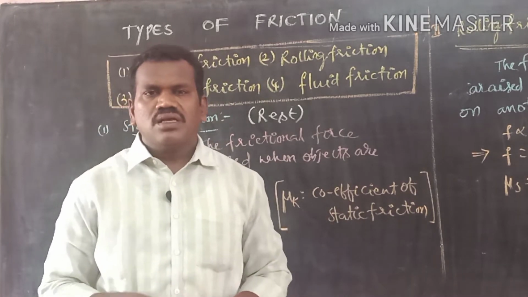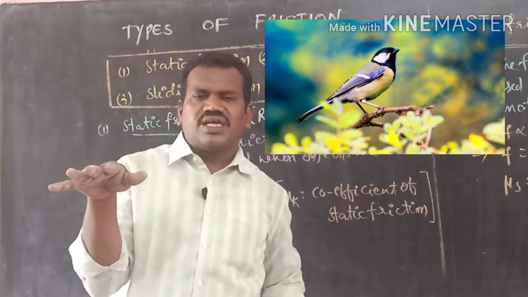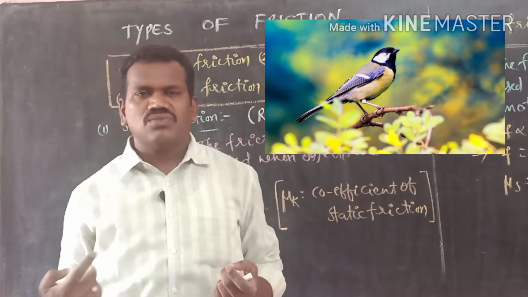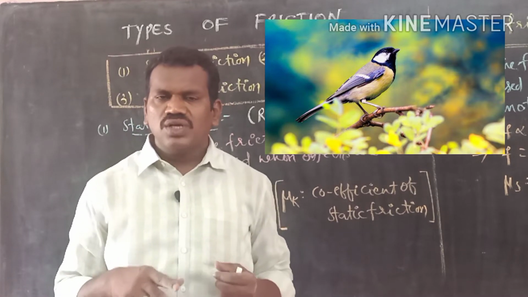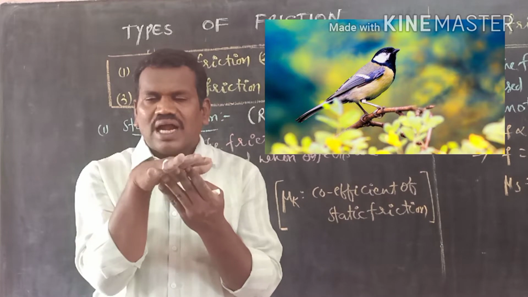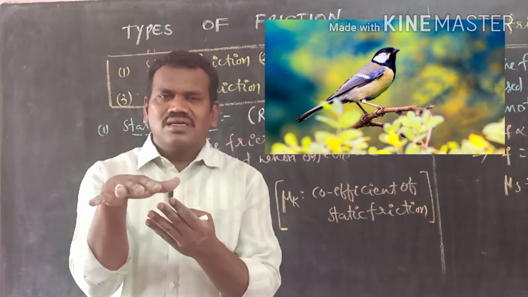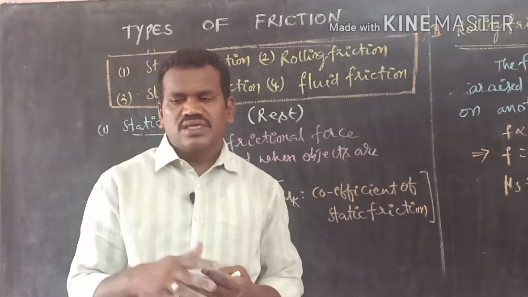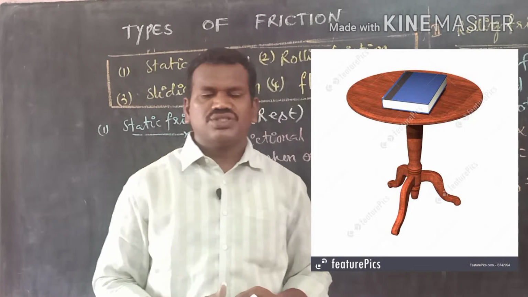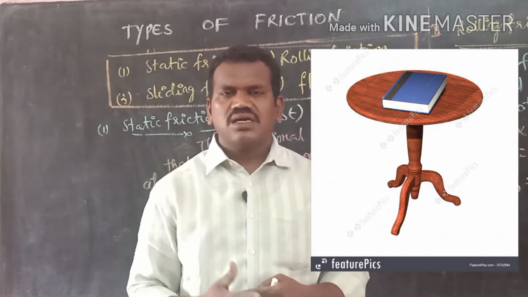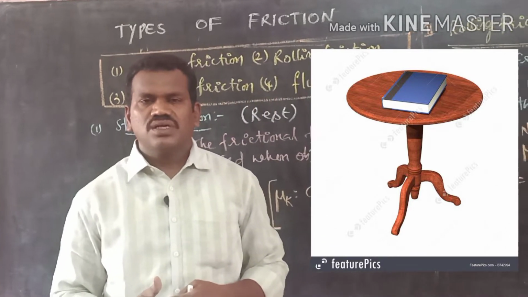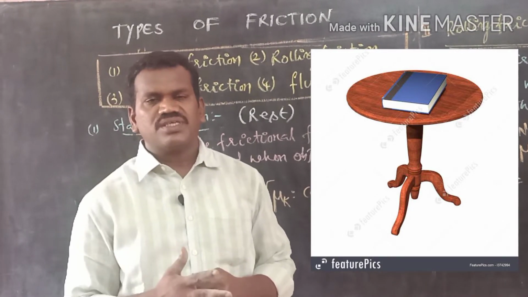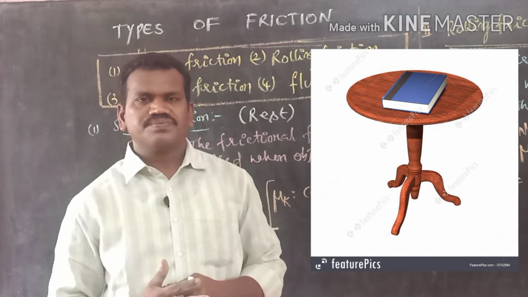For example, a bird is sitting on the branch of a tree. Here the bird and the tree, both of them are at rest. Between the legs of the bird and the bark of the tree, there will be a friction. That friction is nothing but static friction. A book is kept on the bench. The book is at rest and the bench is also at rest. Now the frictional force present between the book surface and the bench surface is static friction.